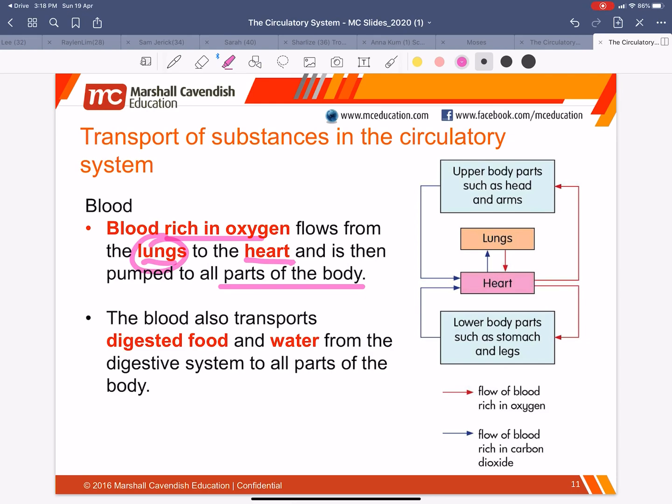Now, the blood also transports digested food and water from the digestive system to all parts of the body. Okay, this is something that you need to keep in mind. Many students tend to forget that digested food is also an important component. This is because respiration cannot just happen with oxygen. Digested food also needs to be present.